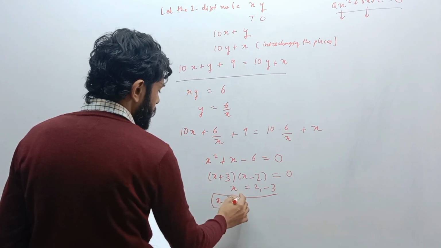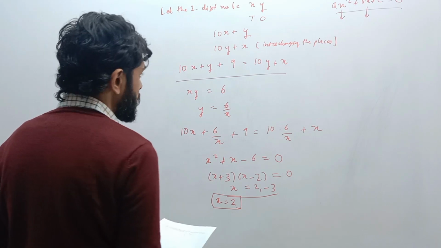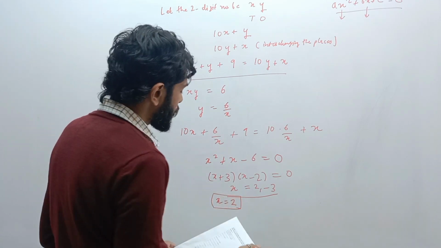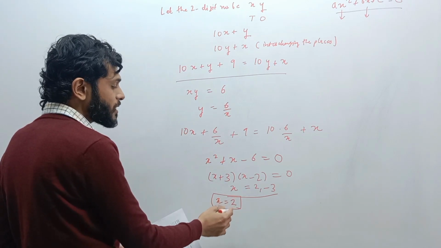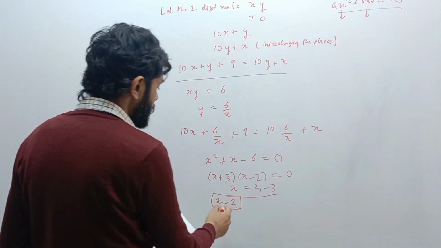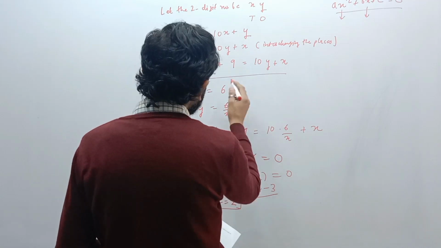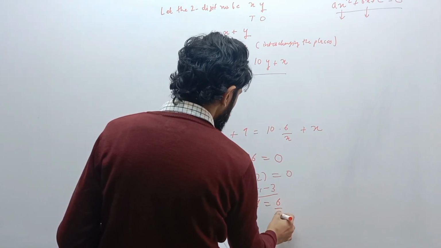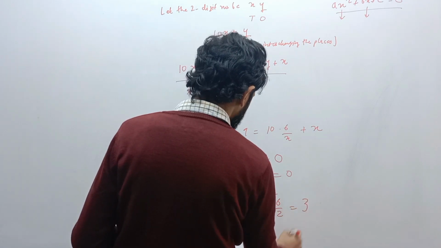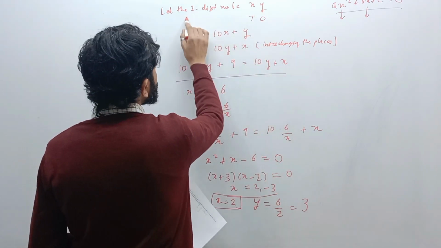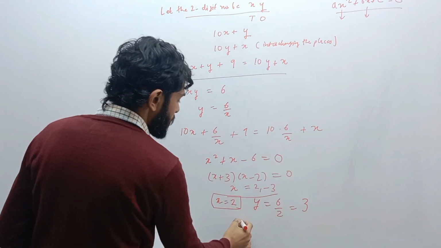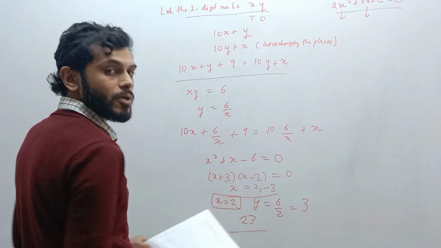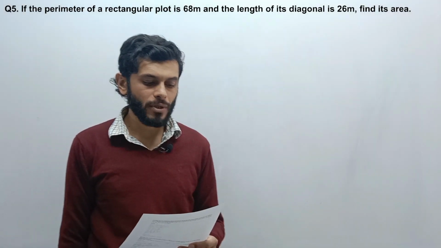Now here you see you have found the value of x, but the question asked to find the number. So many students leave their answer here only, but this is not the complete solution. After finding the value of x, you have to find the value of y also. So the value of y would be 6 upon 2, which is equal to 3. Hence, you have taken the number as xy, so your number would be 23, which is the required solution.